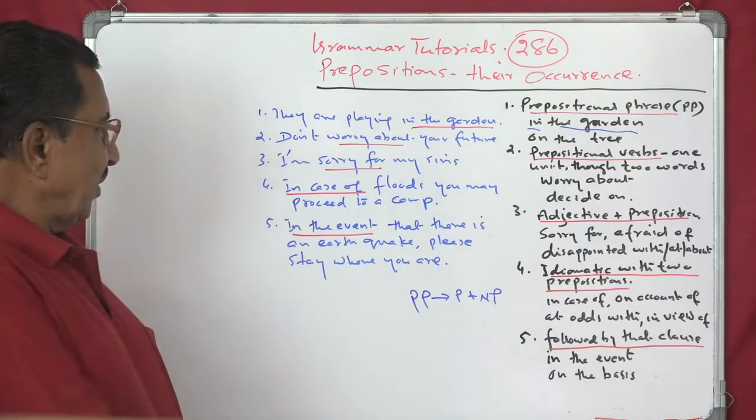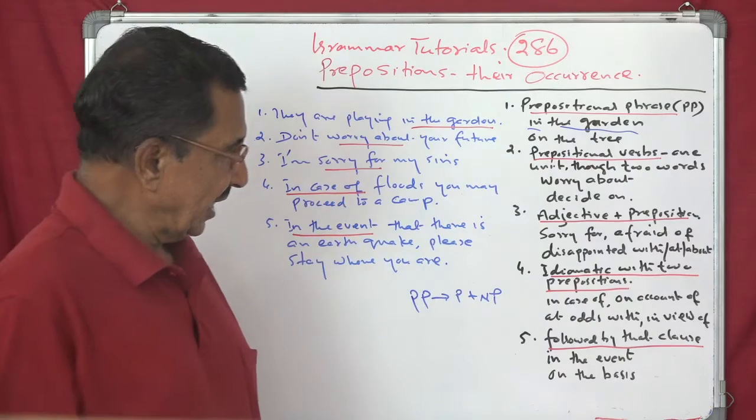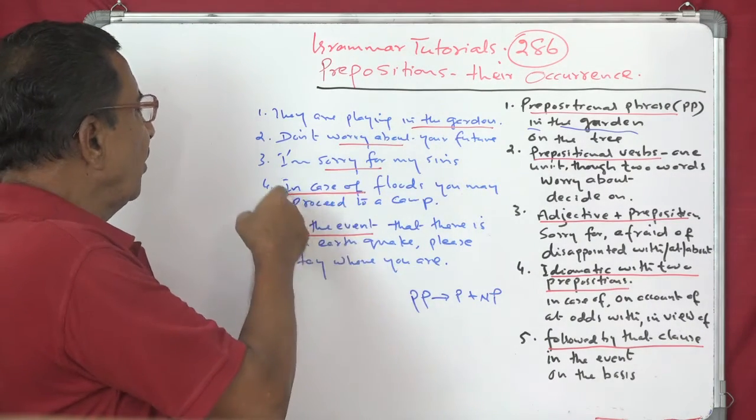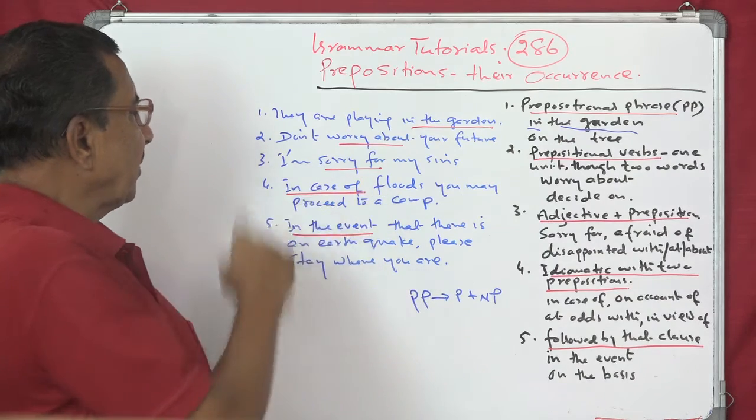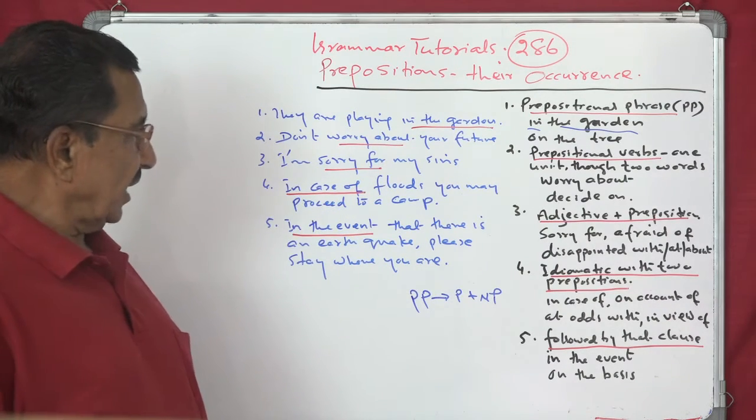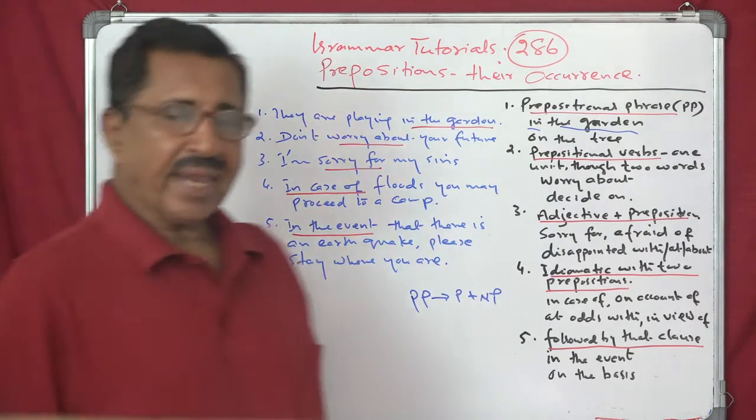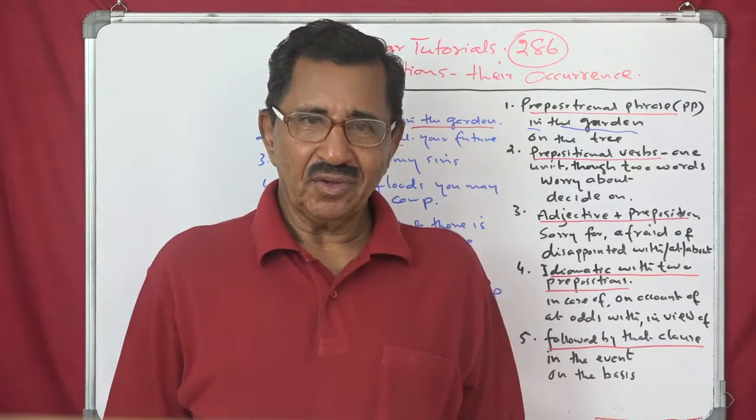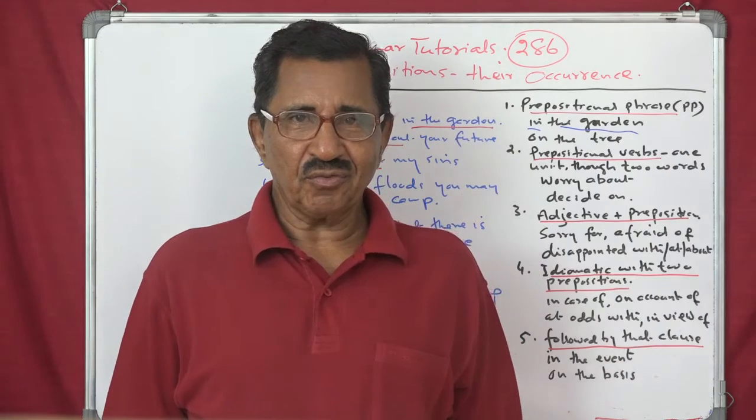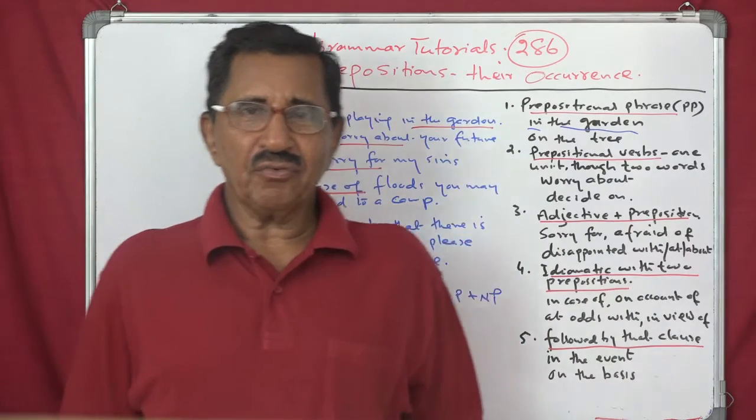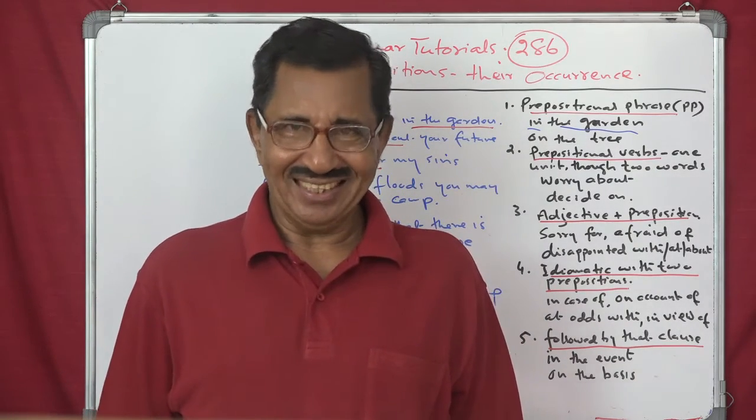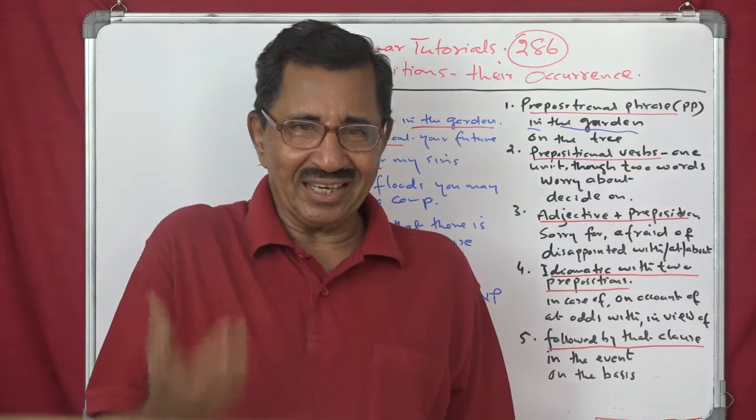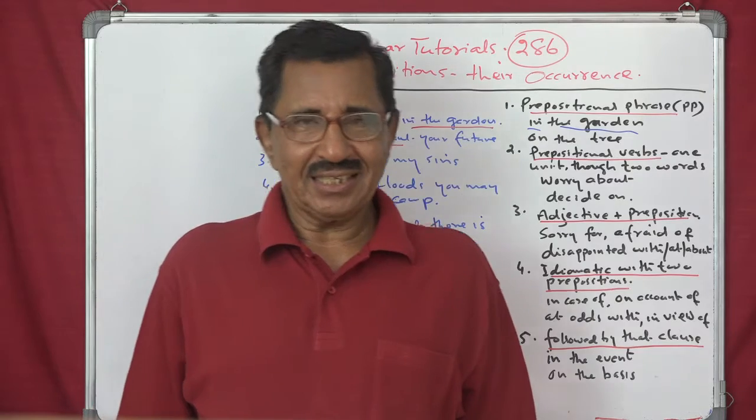Yeah. Now fourth one is idiomatic expressions with 2 prepositions. That is, in case of. This is first preposition, this is second preposition. So you have, in case of floods, you may proceed to a camp. For want of, another one. For want of money, he hanged himself. It is a joke. Nobody will hang because he doesn't have money. So for want of marks, he failed.